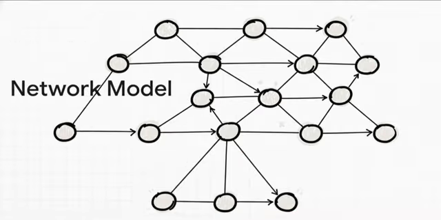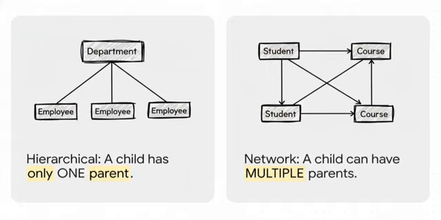Then came the network model. This was kind of an evolution of the hierarchical one. It's way more flexible, think less like a strict tree and more like a social network graph. It's similar in a lot of ways, but it breaks that one huge rule we just mentioned. With a network model, a child can have more than one parent. So that's the absolute key difference, right? The hierarchical model is strictly one-to-many. Think, one parent, many children. But the network model opens the door to many-to-many relationships. Like how a student can be in many classes and a class can have many students. It's just a more connected, web-like way of looking at data.